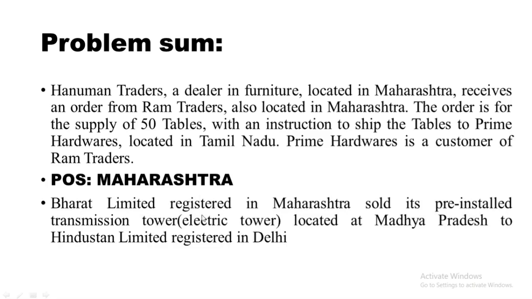Next, Bharat Limited, registered in Maharashtra, sold its pre-installed transmission tower located at Madhya Pradesh to Hindustan Limited, registered in Delhi. Now, the rule is this is pre-installed. As per the rule of installation and assembly, the place where the goods have been installed or assembled will become the place of supply. So in our case, the goods have been pre-installed at Madhya Pradesh. So here our place of supply will become Madhya Pradesh. Again very simple as per the rules. You just have to go through the rules.